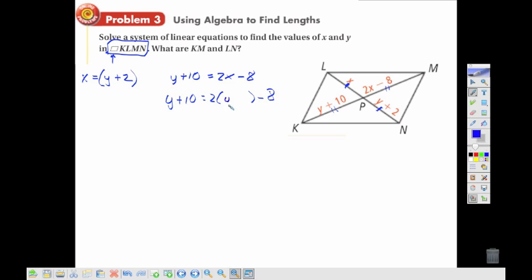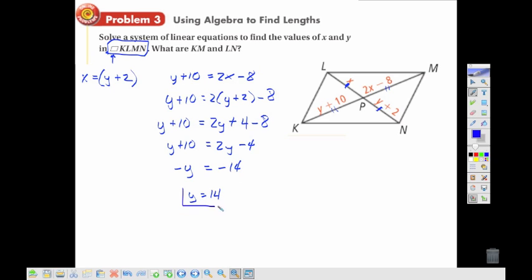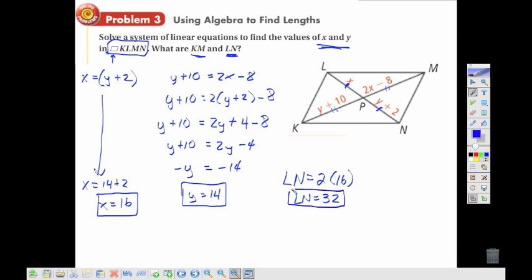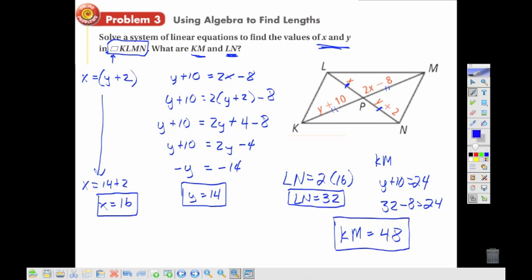So substituting in for x, it's going to give me negative y equals negative 14, or y equals 14. So we have y, let's go back and find x, which would be this equation. So x will be equal to 14 plus 2, or x equals 16. They also asked for KM and LN. So we can plug those in, or LN equals 32. And that gives me 48.